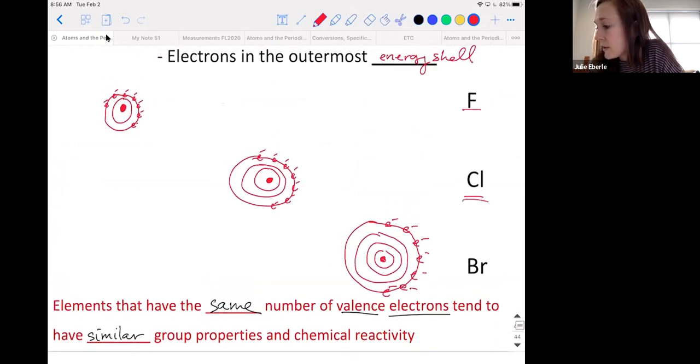Think about fluorine, chlorine, and bromine. What are they going to want to do? How could they get 8? 8 valence. What do they need to do? What do they want to do? They want to, yes, they want to get one more.